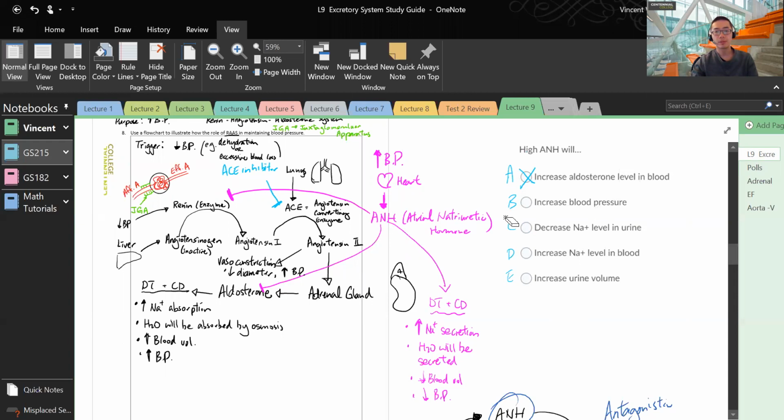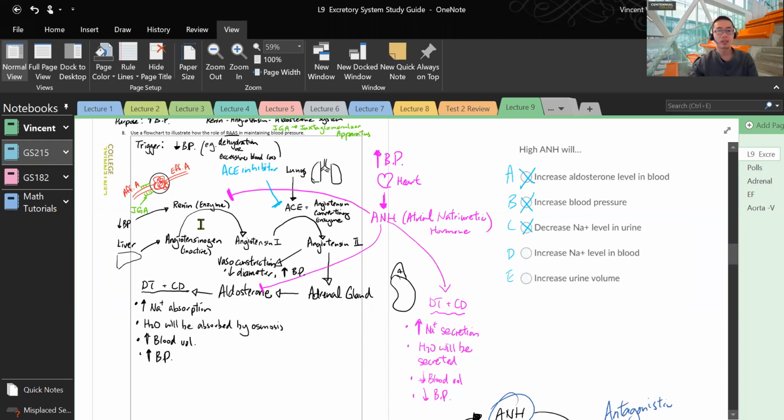Increase blood pressure. If you follow the pink arrow, all these things happen, which ultimately decreases blood pressure. So that's not true. Decrease sodium level in urine. Well, it says increase sodium secretion, right? Secretion means it goes into the urine. So that's not true. Increase sodium level in the blood. Well, if you are secreting it, then you are taking it from the blood and putting it in the urine.